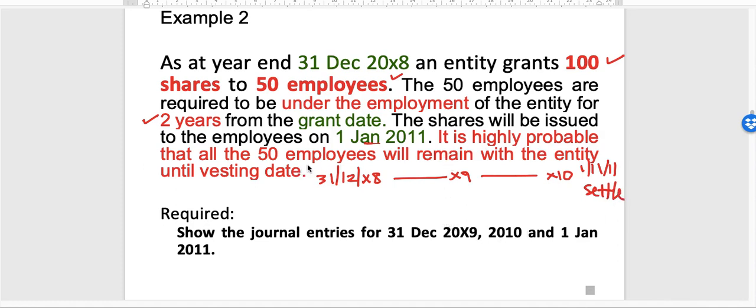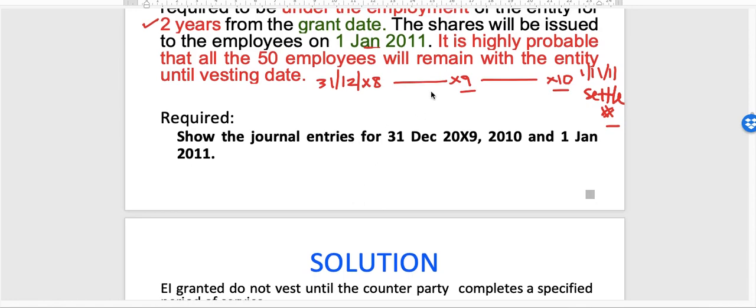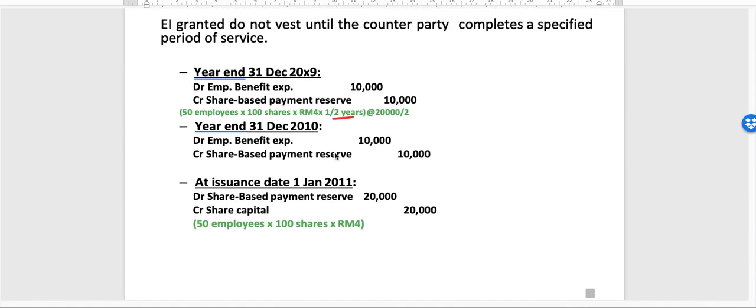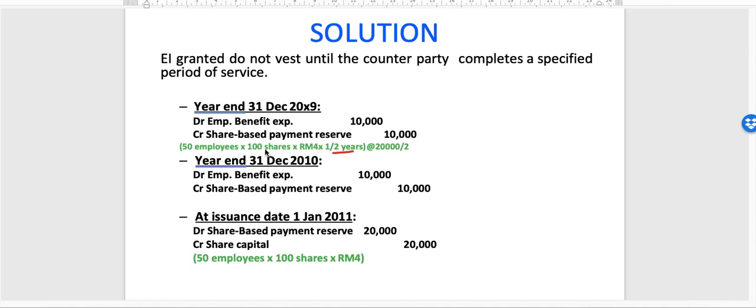Alright, so it is highly probable that all the 50 employees will remain with the entity, meaning that when you settle, all the 50 employees actually completed the 2 years. So when you calculate for year 9, year 10 and the settlement. In year 9, it will be the total number of employees entitled to receive the grant times 100 shares times the share price of 4 ringgit times 1/2 because the vesting period is 2 years. So the first portion is 1/2, the second portion is 2/2. But you don't have to show the calculation because the variables that you use to compute do not change. The same employees, the same number of shares and the same price. So you just calculate it once. That means 10,000 for each year.